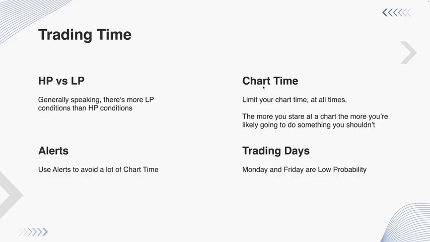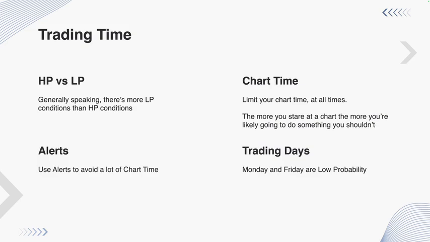So the second thing here is chart time. Limit your chart time at all times. The more you stare at a chart, the more you're likely going to do something you shouldn't. And one is more susceptible than the other. For example, I personally am quite susceptible to staring at a chart and enforcing an idea that is simply not there. So what helps me a lot is setting alerts and avoiding a lot of chart time.